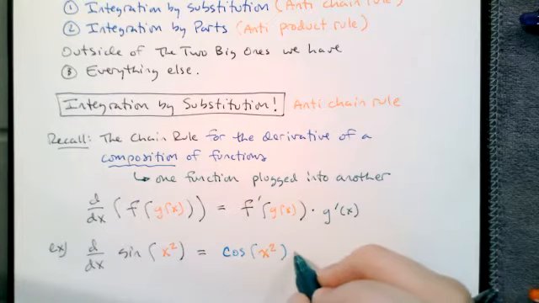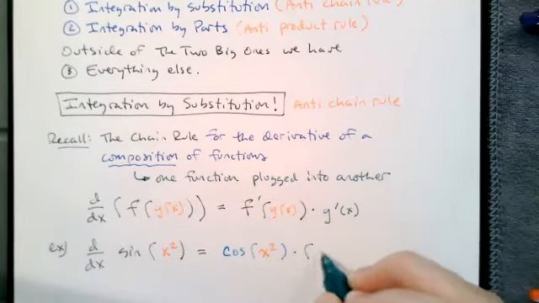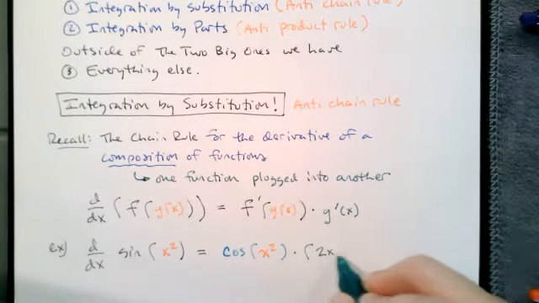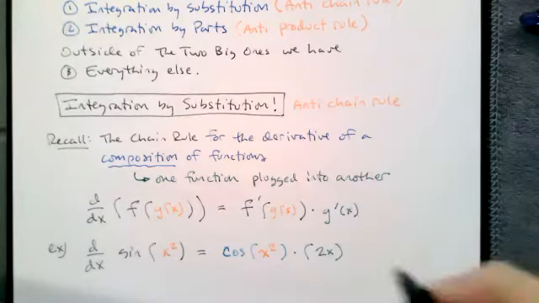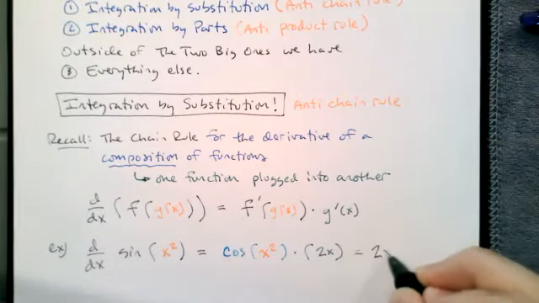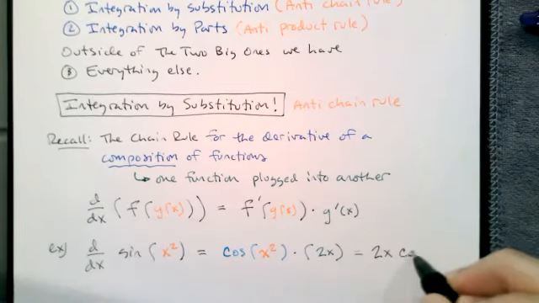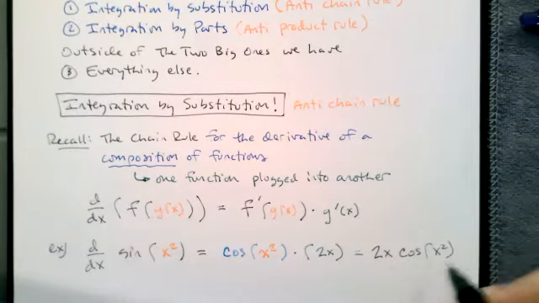And then we multiply by the derivative of the inside, which in this case will be 2x. Then, of course, we would put the 2x in front of the cosine because this looks terrible. It's like, oh my gosh, that looks terrible. Make the 2x the coefficient. And we're like, ah, much better.